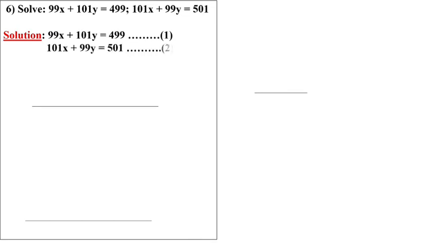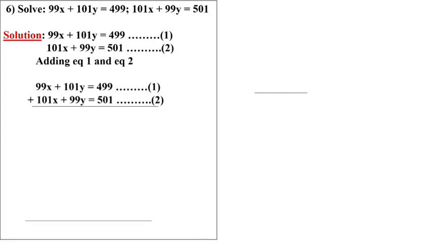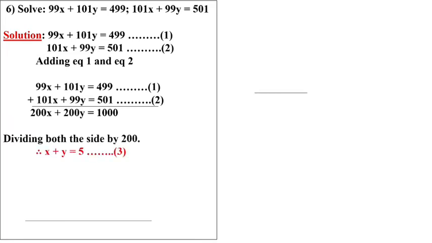So here we have two equations, right? Now adding equations 1 and 2, we get 99 plus 101 is 200x, plus 101 plus 99 is 200y, equal to 499 plus 501, which is 1000. Now we can divide this equation by 200. So dividing by 200 we get x + y = 5. Call this equation number 3.